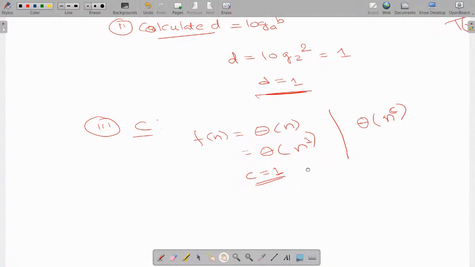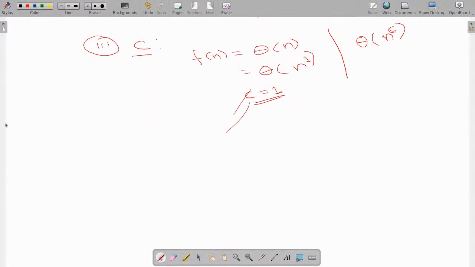Okay, how did we get c again? C. Okay, I will repeat it for whoever is there. For Gaurav, who asks: how did we get c? C, Gaurav.